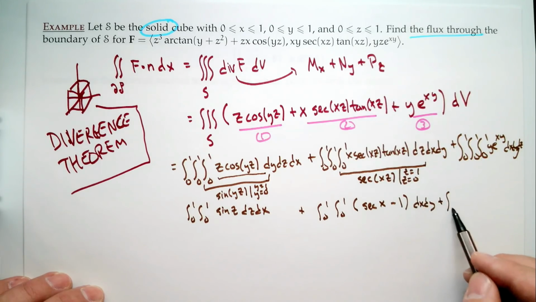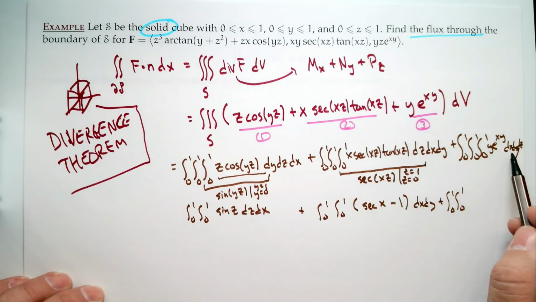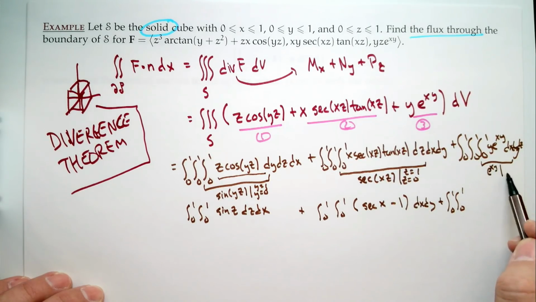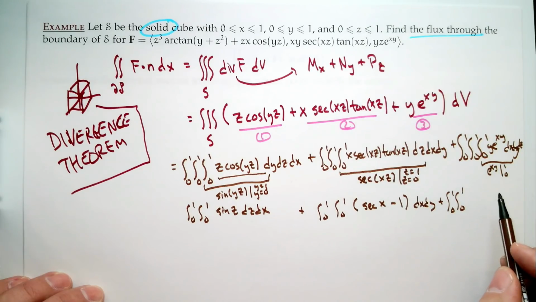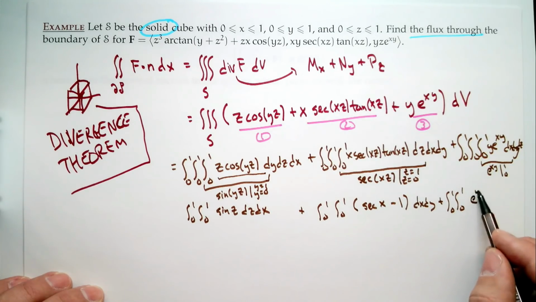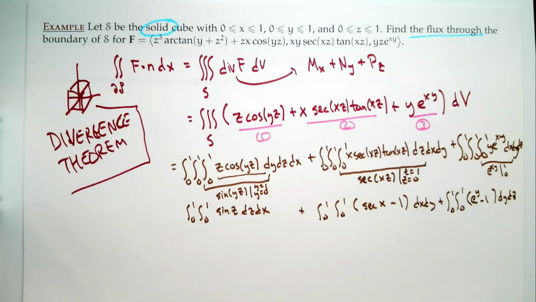Now in our last piece, well, the integral of y e to the xy with respect to x, well, that's going to turn out just to be e to the xy, again evaluated from 0 to 1. And that'll leave us with, and this is x equals 0 to x equals 1, which is e to the y minus 1 dy dz. All right, so we did each one individually, and now we're in pretty good shape.